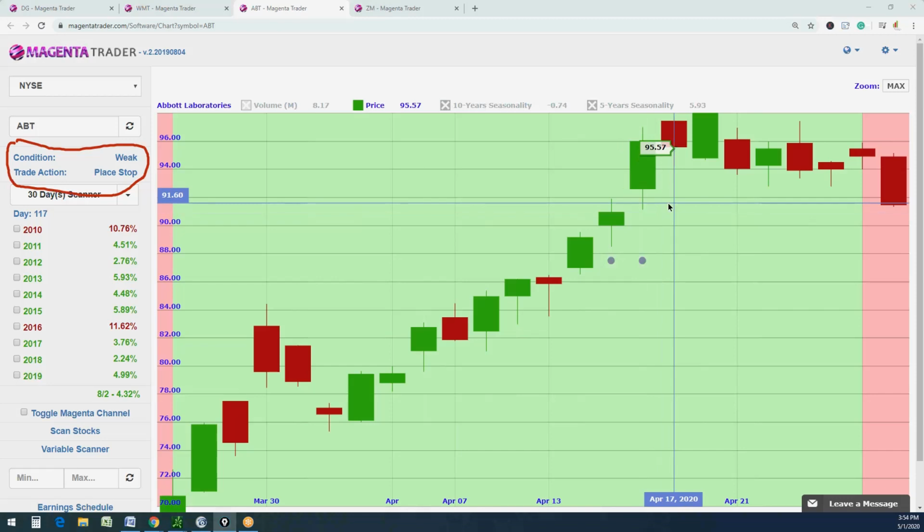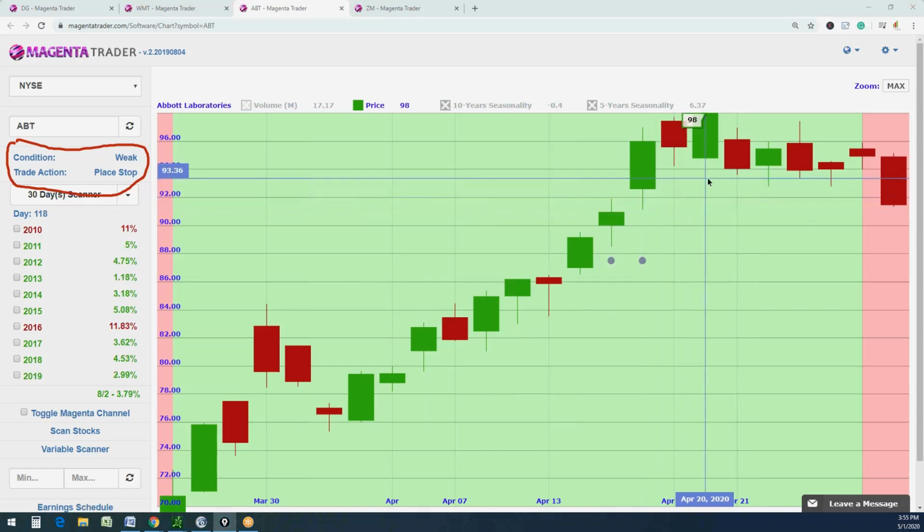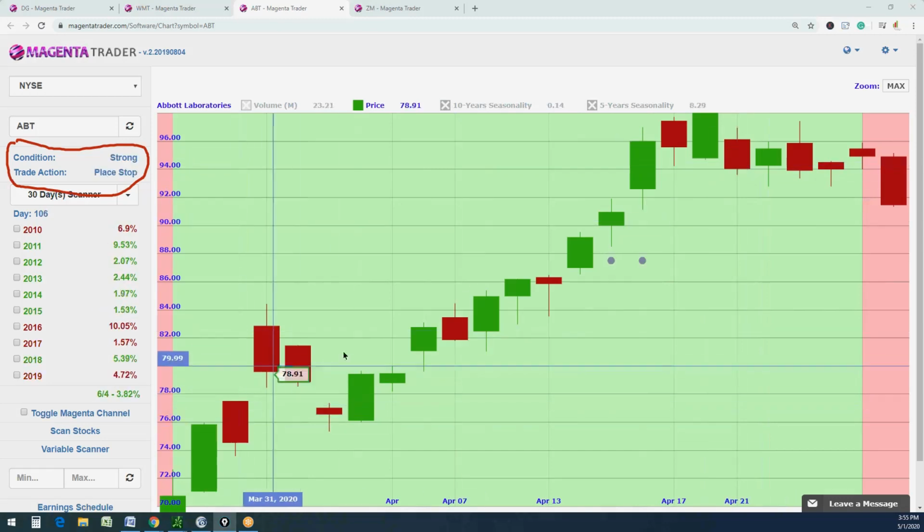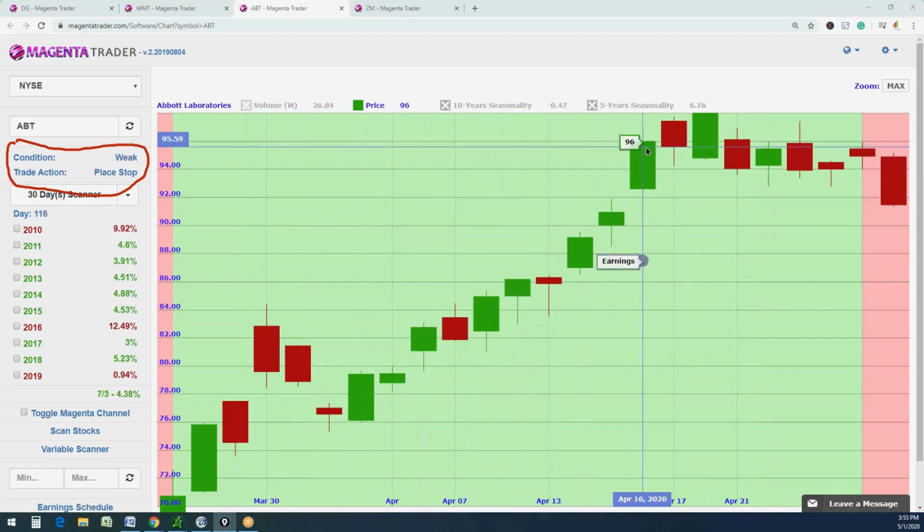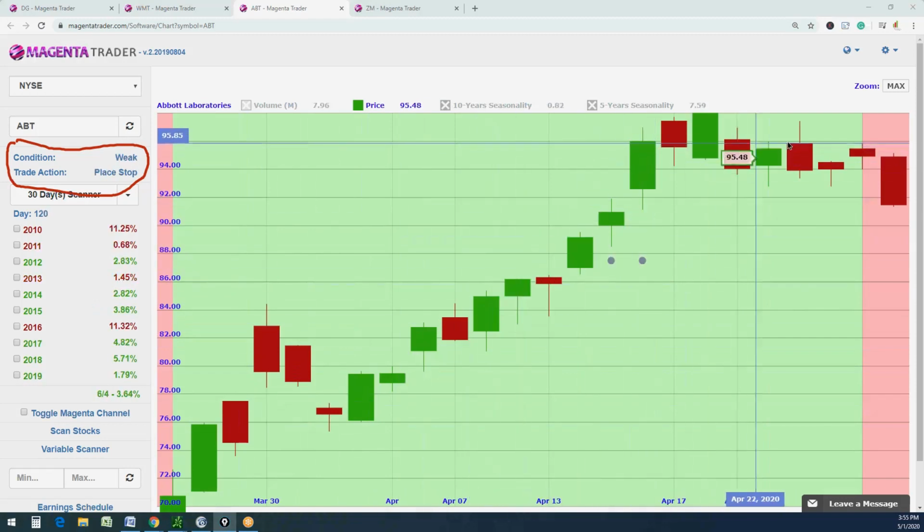The day after that, it's letting us know the condition of this trend for this stock, Abbott Laboratories, is getting weak. Place your stop. On this day, even though it's a green candle, it's still saying, look, do not get sucked into thinking that this stock can go higher. The trend condition is weak. Place your stops. And on this day right here, you would have been stopped out. Notice how Magenta allowed you to get into this trade, stay in for as long as possible, and get you out before the tide turned around.